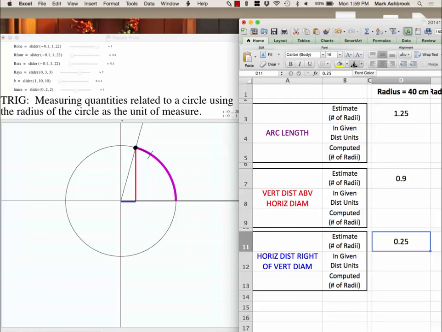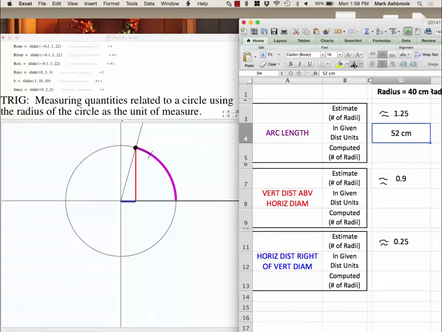This is the idea of getting started here, measuring things in the circle using the radius as your unit of measure. Okay, now I'm going to tell you that the radius of this circle is 40 centimeters. You see that right there? The radius of the circle is 40 centimeters, and let's put little wavy bars here, just to remember, these are estimates. But now I'm going to tell you that that actual distance right there is 52 centimeters.